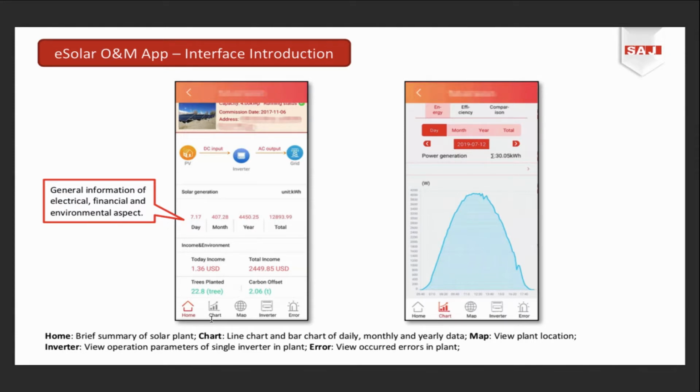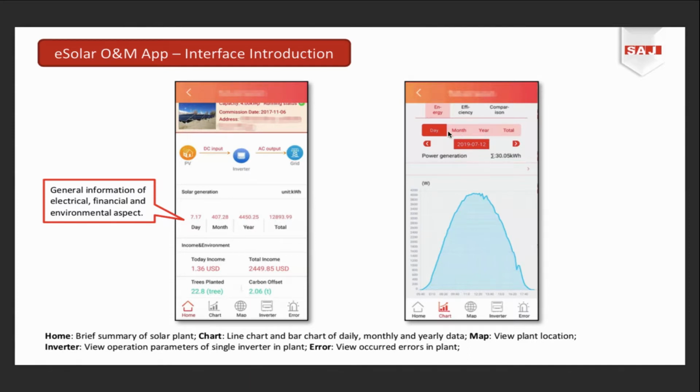Then if you tap the chart icon, you can see the curve. When you tap in, you can see the daily power generation curve, and you can change the data viewing by checking monthly or yearly or overall.